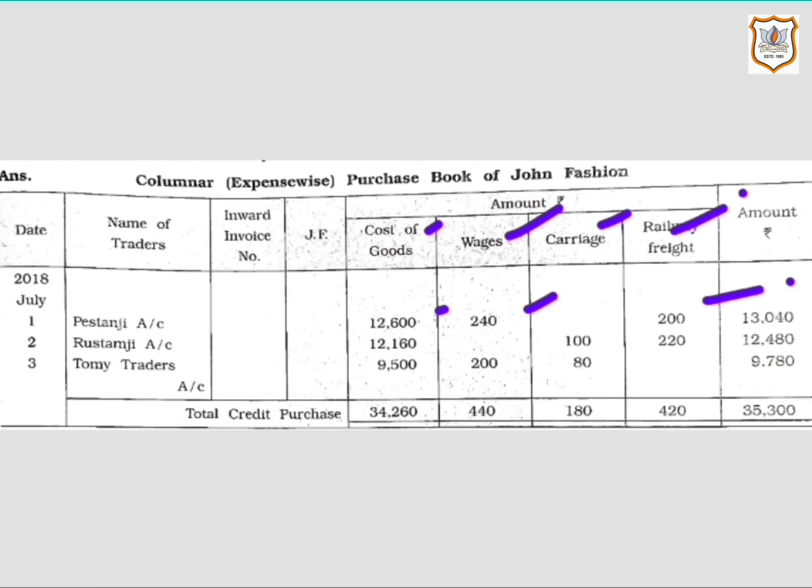So we know how to prepare an expense-wise columnar purchase book. In the same manner we have to record transactions second and third. Now let us learn how to post it in the ledger.